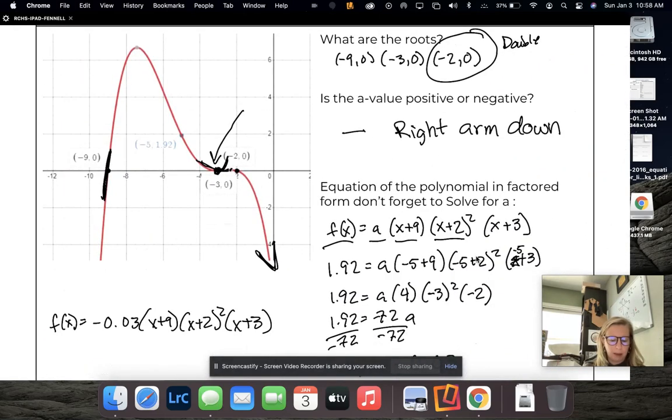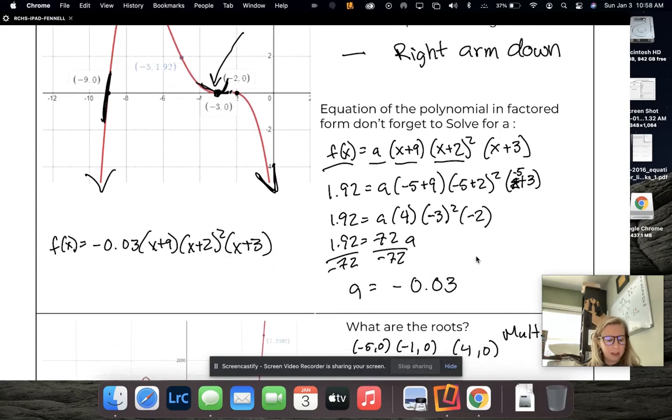The other way you can think about this is if you notice you have 3 roots, but the arms are facing the same direction, so this must be an even degree polynomial. That's going to indicate, hey, there must be some kind of multiplicity happening here. Let's look for that.